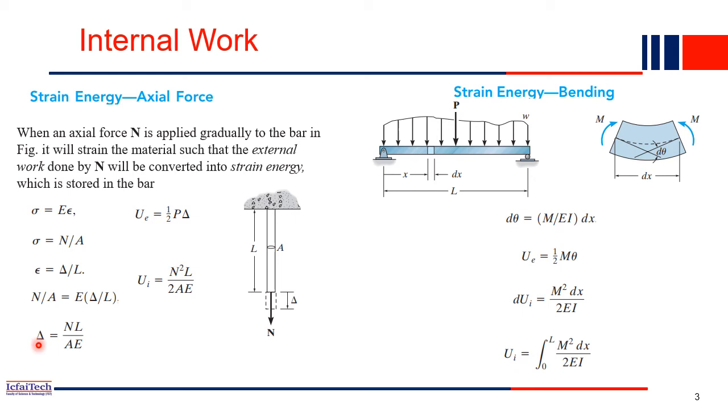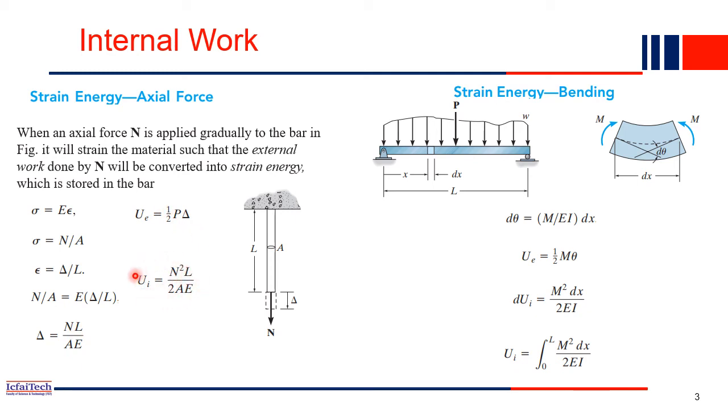Just substitute the delta value, which we already derived as NL by AE. Replace delta equal to NL by AE, and P is nothing but N here. P was force, but here we consider it to be N. So with P equal to N and delta equal to NL by AE, you will get Ui equal to N square L by 2AE.